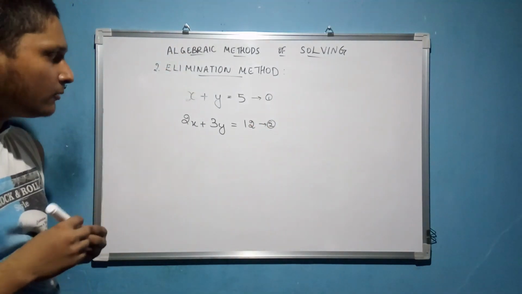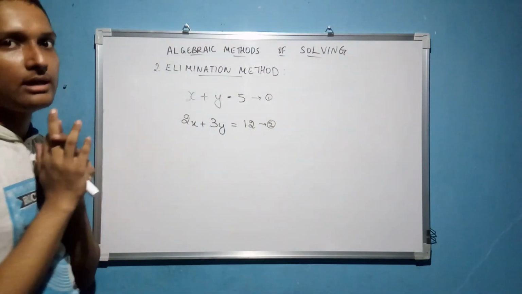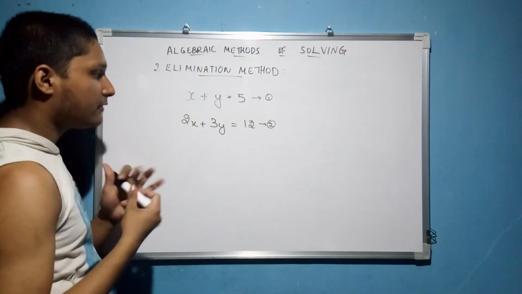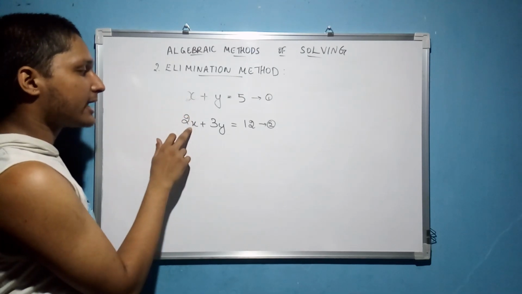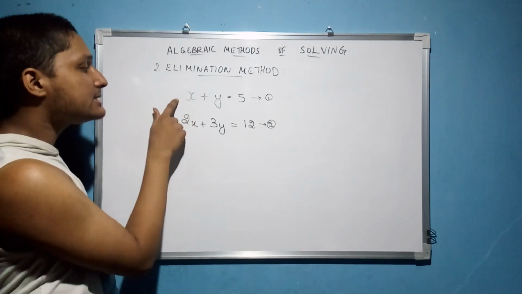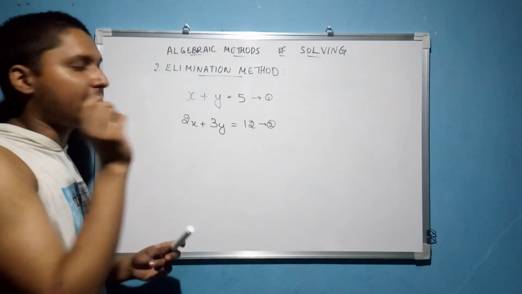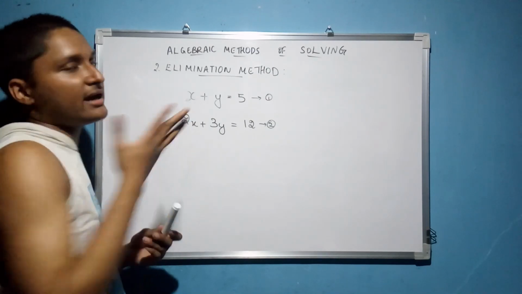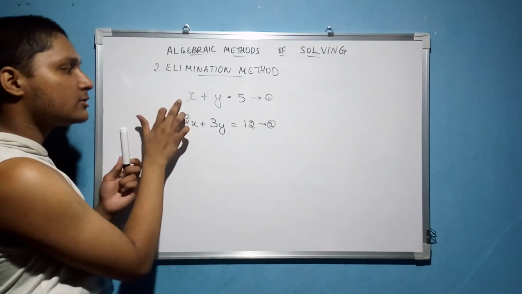For now, out of x and y, I'm going to eliminate x. For eliminating x, I need to have the same coefficients for x. But in this case, the coefficient is not the same. The absolute value, that is the magnitude, should be the same. If it is minus, it's okay. Minus 2 would be okay, but here it is only 1.